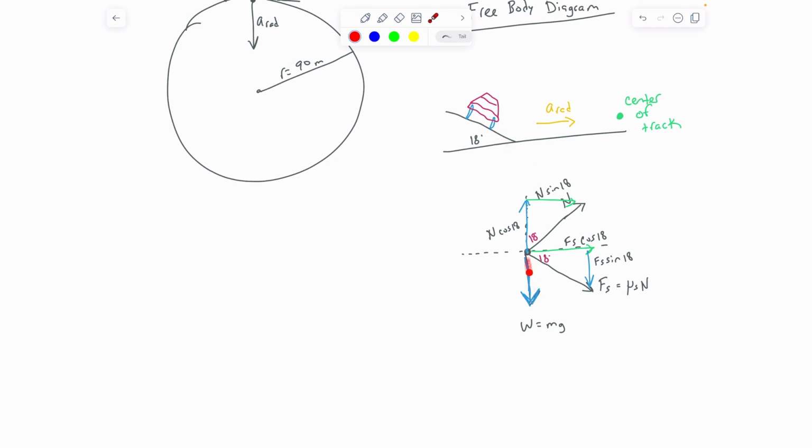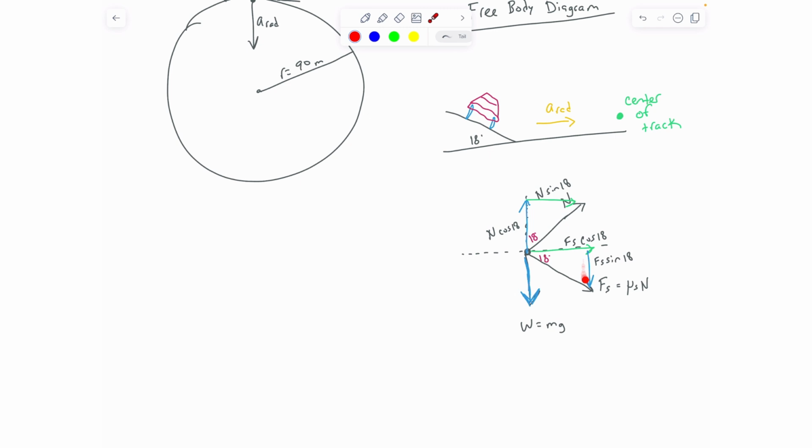So we have the weight, we have the normal force, and we have the friction. And then, of course, what I did was I took the normal and broke it up into its two components, a vertical and a horizontal. And the frictional force, I broke that up into a horizontal and vertical as well.